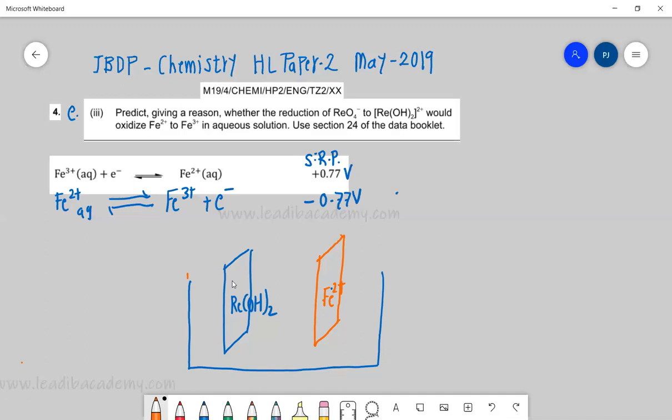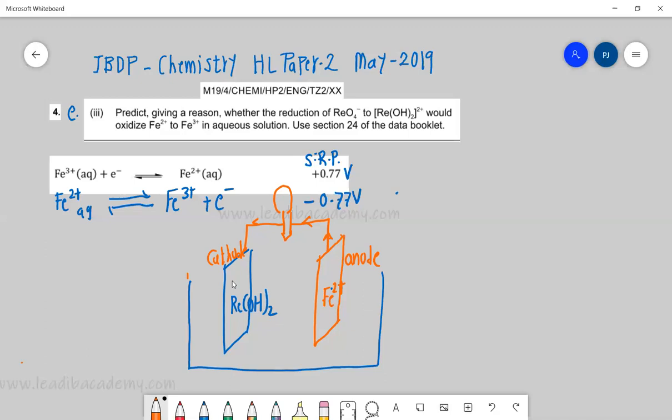This will definitely be the anode because it has to get oxidized, and this is the cathode. If we set up a cell, is there a flow of electrons? That means electrons need to flow from the anode to the cathode. So that is the question. Let's try to understand this.